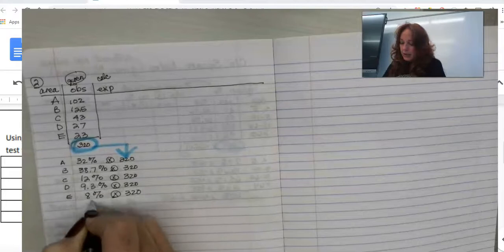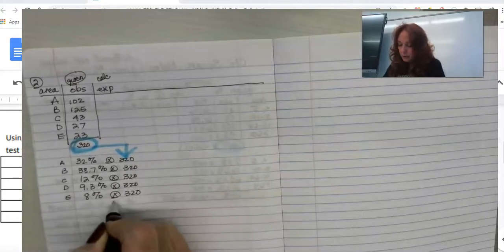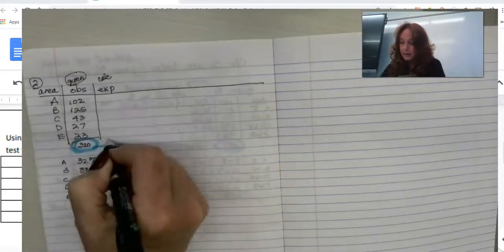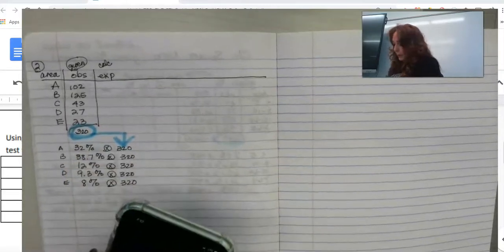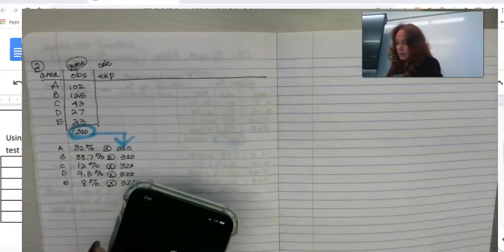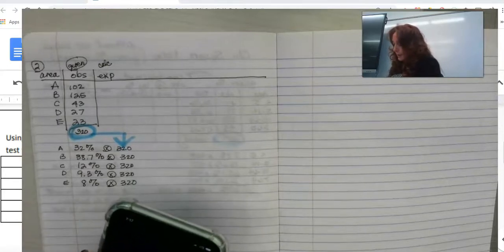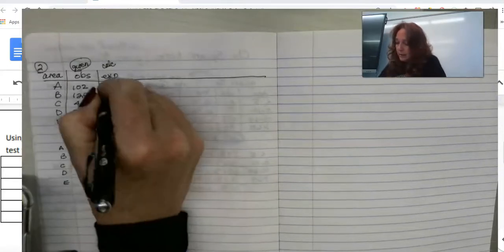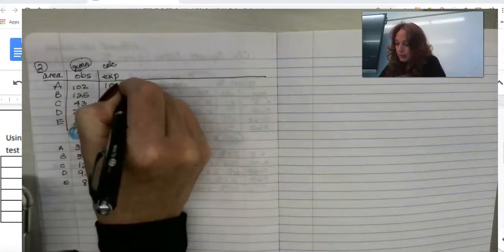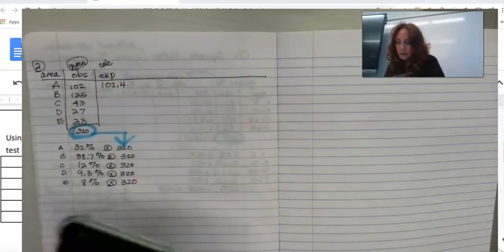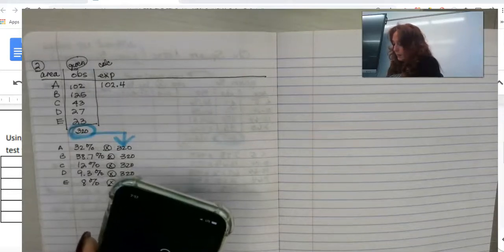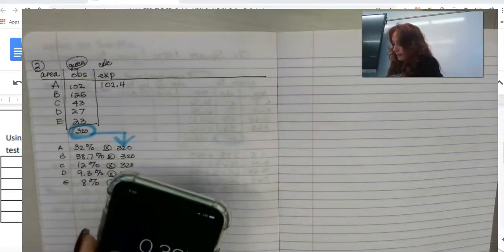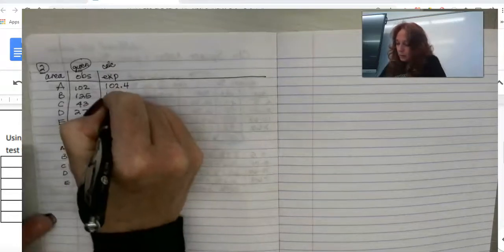Because then I should have 100% of 320, which is 320, as the total of my expected. So I'm going to take 320 times 32% as a decimal, 0.32, and I have 102. Again, a decimal's fine. I know there's no such thing as 0.4 deer. 320 times 0.387, and I get 123.